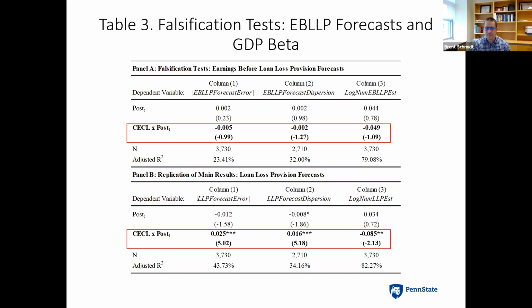Barrett? Yeah, so on this falsification test, I buy most of your results, right? Forecast error, dispersion, all that. I'm not as sold on this falsification test, and there's a couple of things.